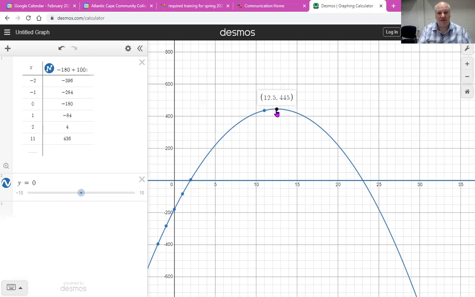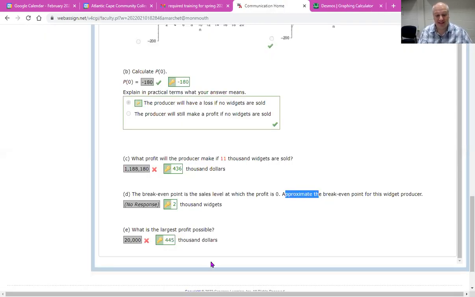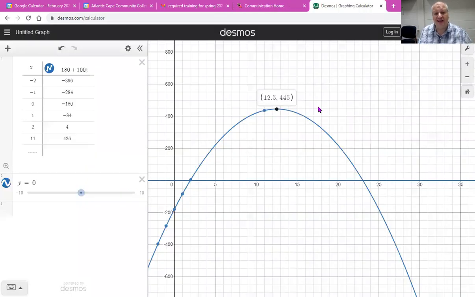The max profit will be $445,000. That's what we're looking for there. It has to do with finding the max. The good news is we don't have to understand parabolas and the HK format and all that good stuff about the vertex and the axis of symmetry and the whole game of parabolas you learned in Algebra 2. You don't need to know that. You need to know how to use Desmos. If you just click it in Desmos, it does appear quick and easy.